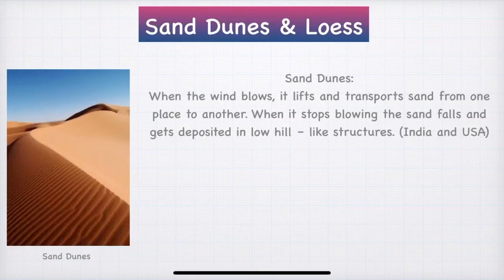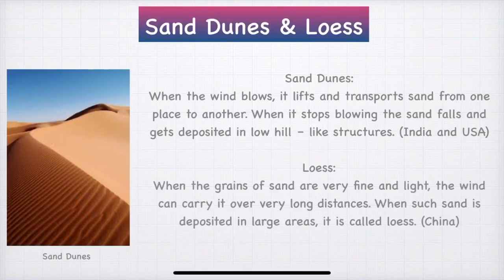Now, what is loess? So when the sand grains are light, or very fine, when they are small, the wind can carry them over long distances, right? So when wind carries light or small sand grains over long distances, and such sand is deposited in large areas, it's called loess, and these are majorly found in China.